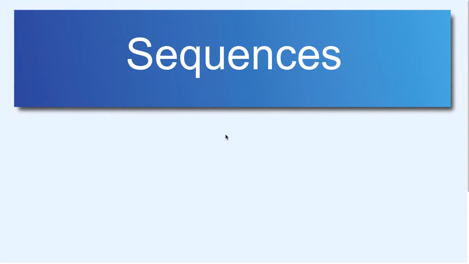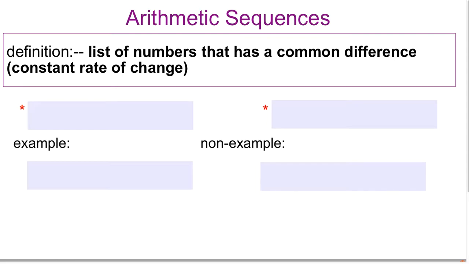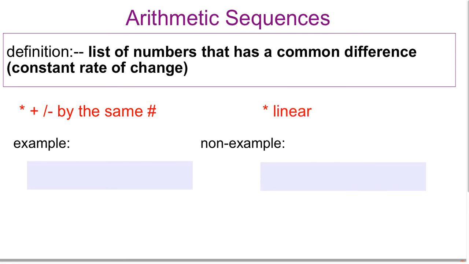Just a list of numbers. We've looked at linear sequences before. Today we're looking at something called an arithmetic sequence. And really, they're the same thing. It's a list of numbers that has a common difference or constant rate of change. That means we add or subtract by the same number. It means it's linear. So this is the same as a linear sequence.